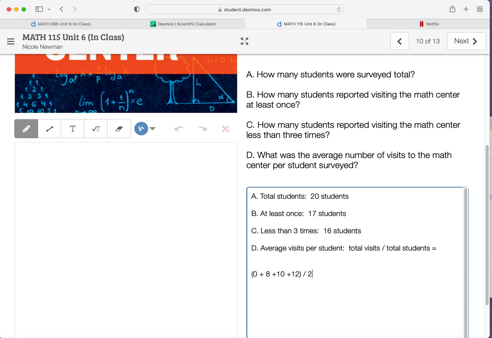And once we have that, we'll divide by 20 students. So it looks like 18 plus 12 is 30. Divide that by 20. This is 1.5 visits per student on average.